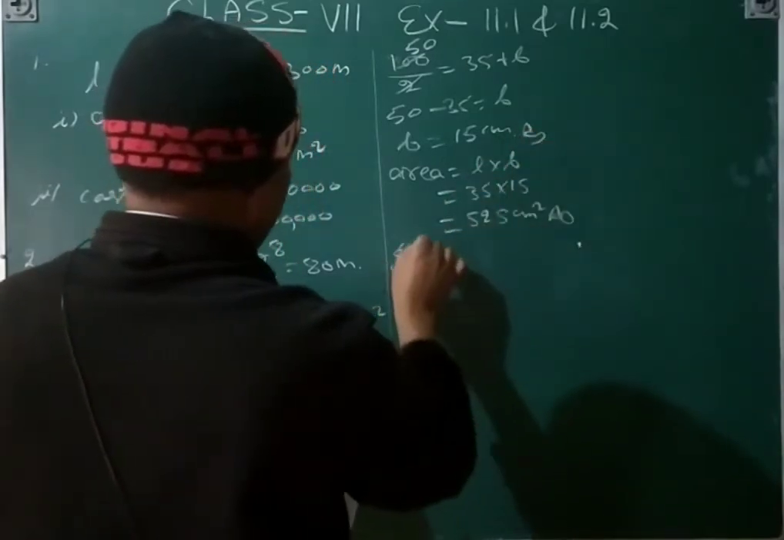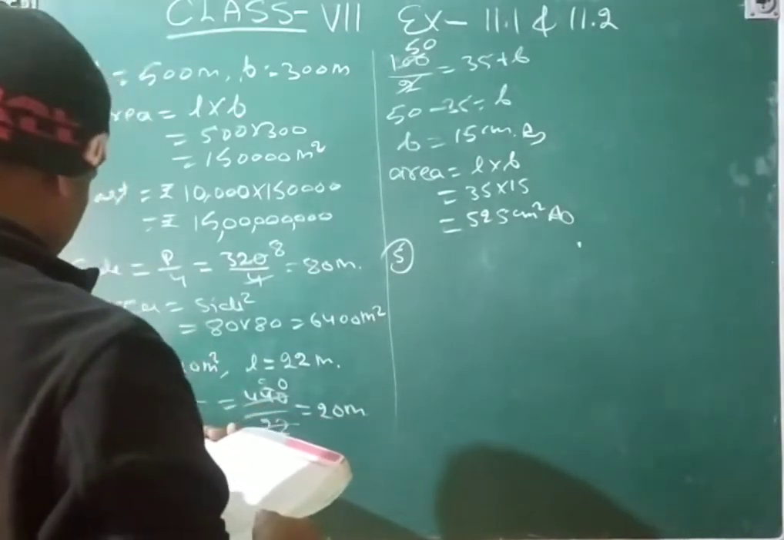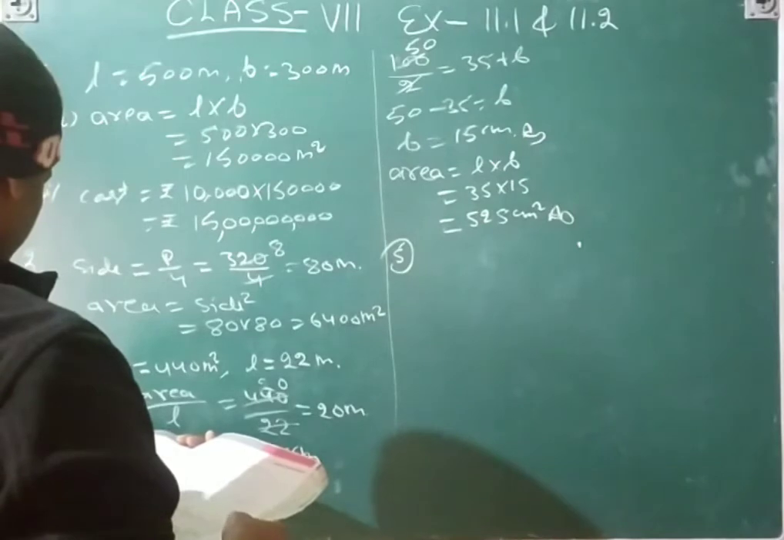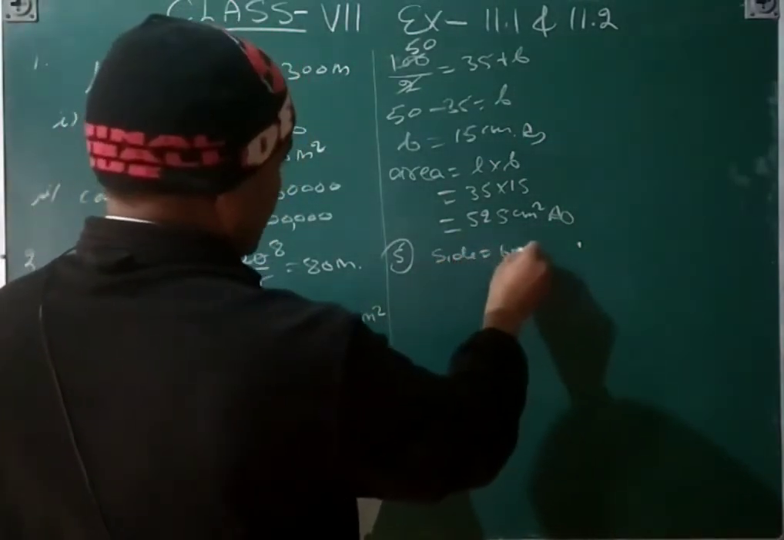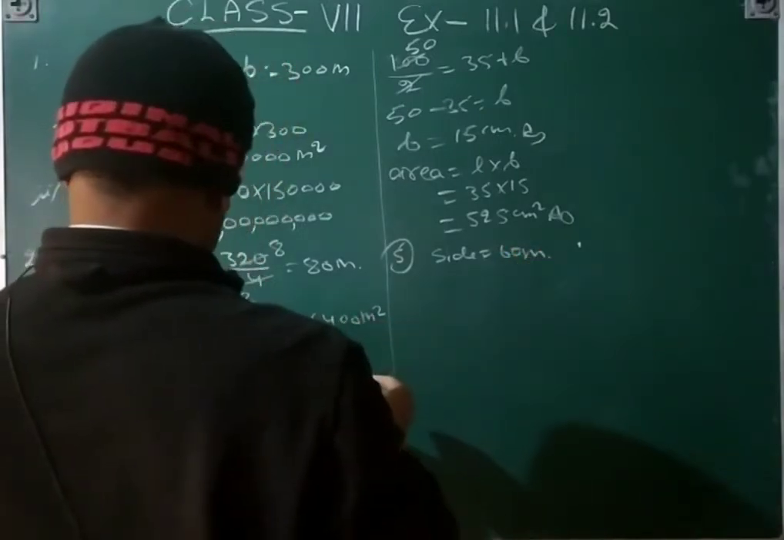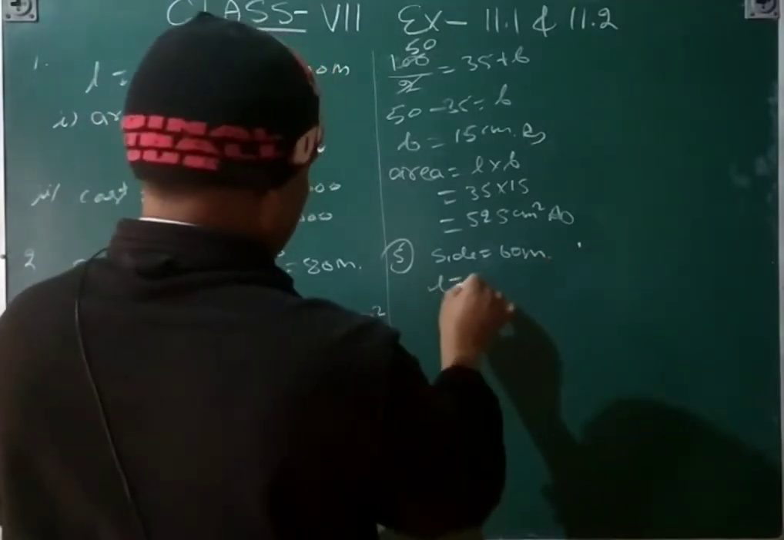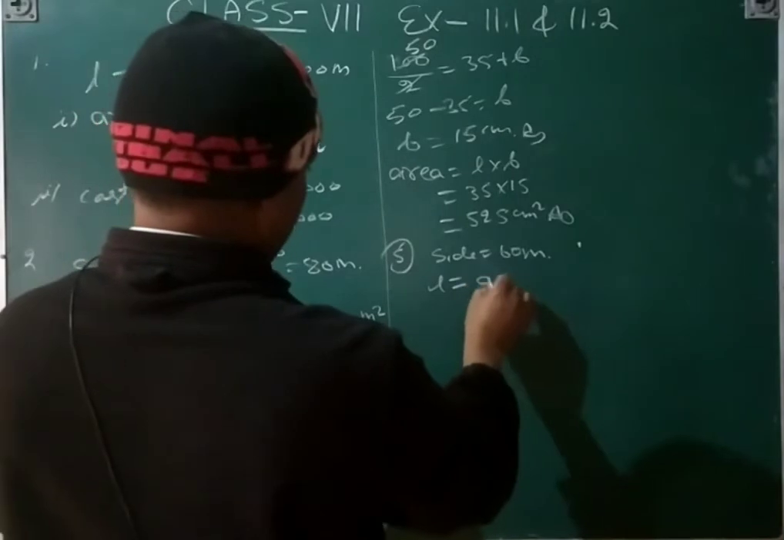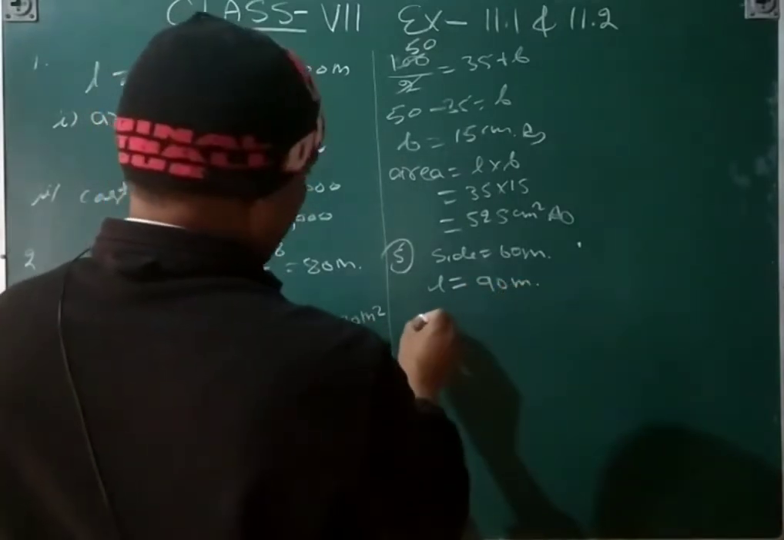And then question number 5. The area of a square park is the same as that of a rectangular park. Side of the square is equal to 60 meter, and the length of the rectangle is also given, that is 90 meter.